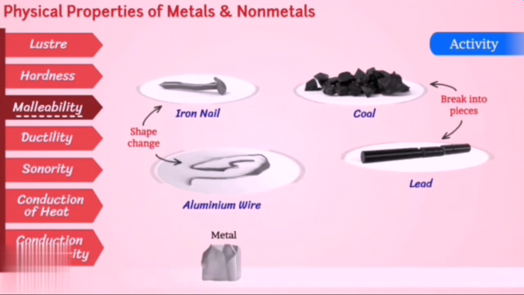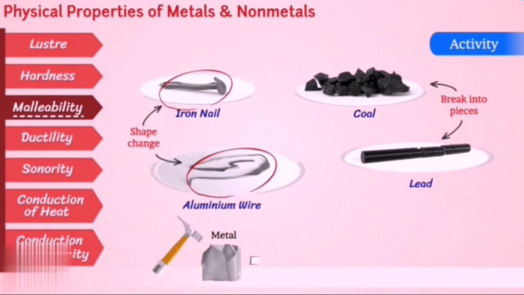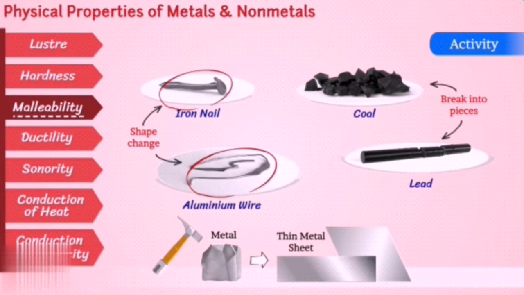Thus, metals change their shape and form thin sheet on beating. This property of metals by which they can be beaten into thin sheets is called malleability. But non-metals break into pieces as we have seen in activity.